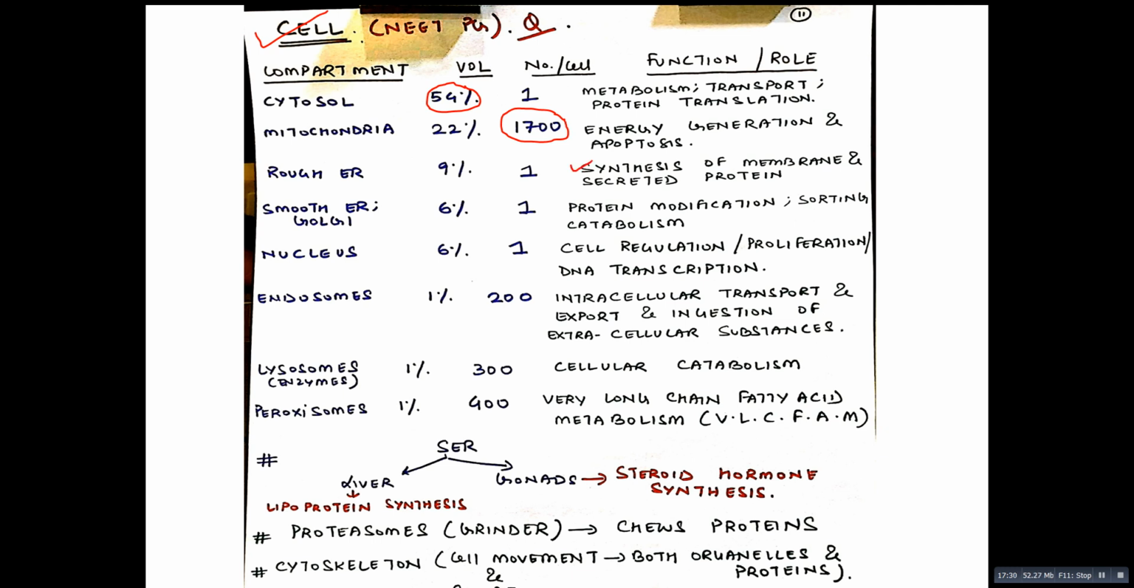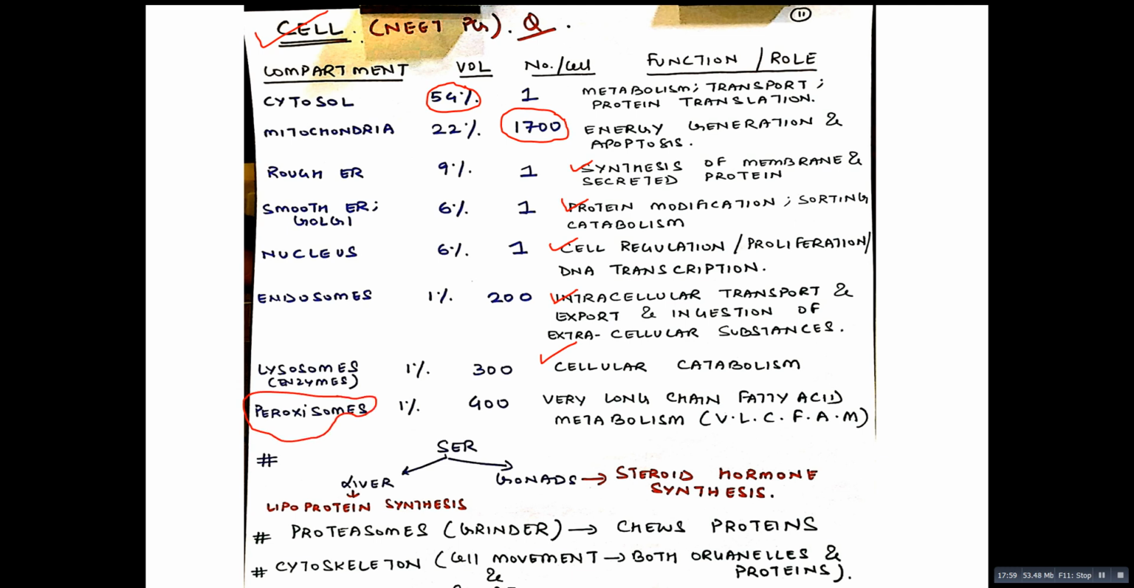Nucleus involved in cell regulation, proliferation, and DNA transcription. Endosomes involved in intracellular transport, export, ingestion of extracellular substance. Lysosomes are involved in cellular catabolism. And very important, the peroxisome, again an important exam question. An MCQ question is that they are involved in the metabolism of very long chain fatty acid.